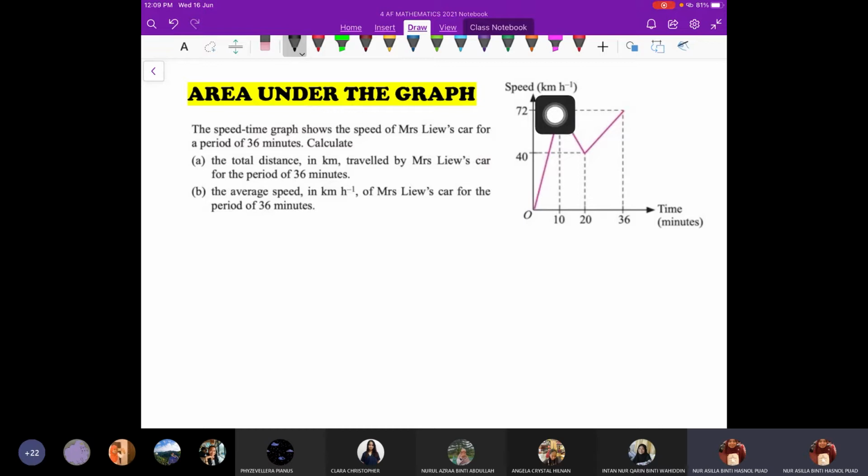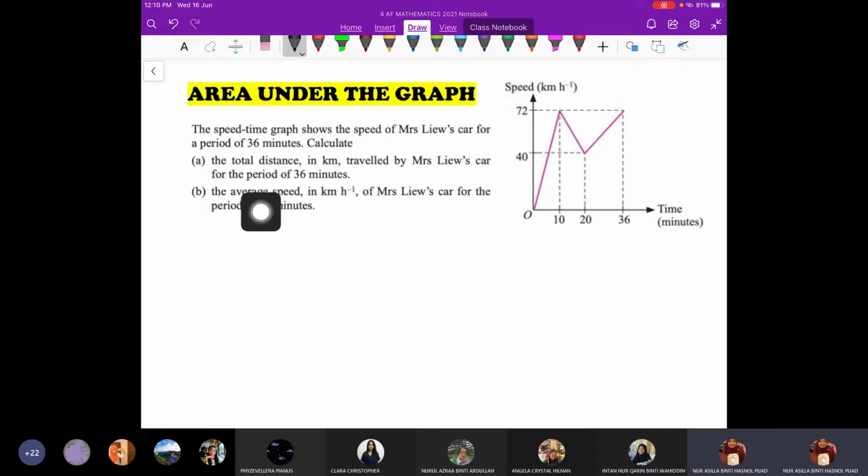Okay, kalau korang perasan, speed diberi in hours, tapi x-axis dia in minutes. Tak perlu risau. Cuma bila kamu cari area under the graph, kena rujuk kepada speed. Jangan rujuk kepada minutes. You refer to the speed. Okay. Jadi total distance nanti dia in kilometers. Kalau dia minta total time pun, kalau berdasarkan area under the graph, dia mesti in hours.